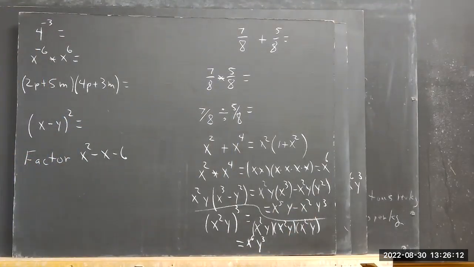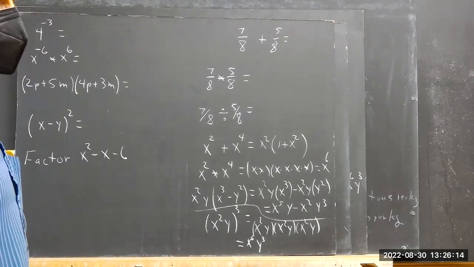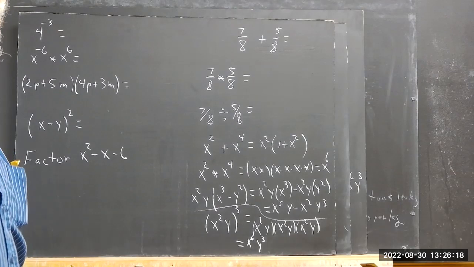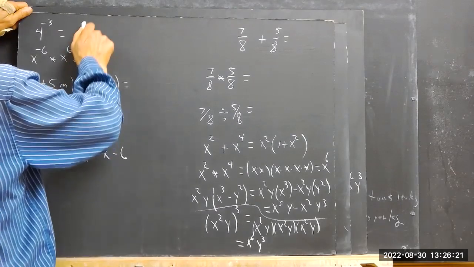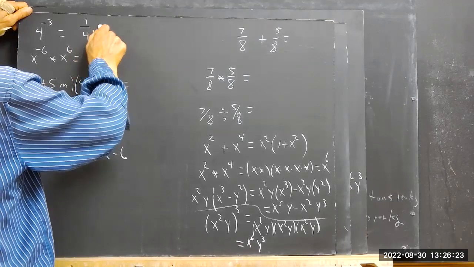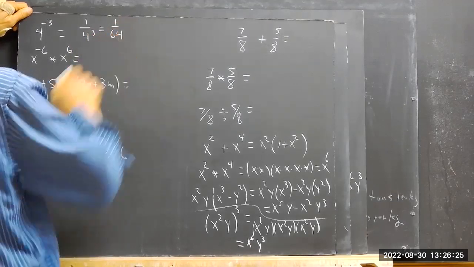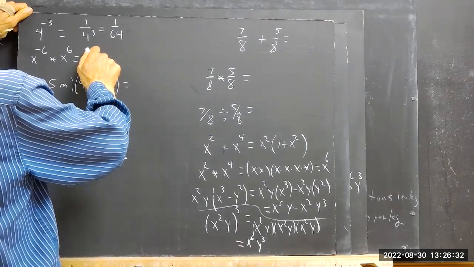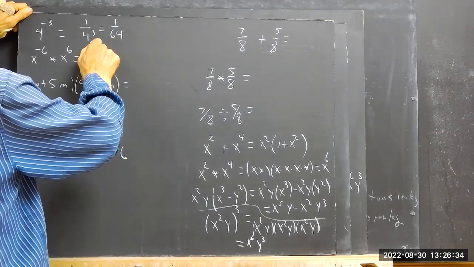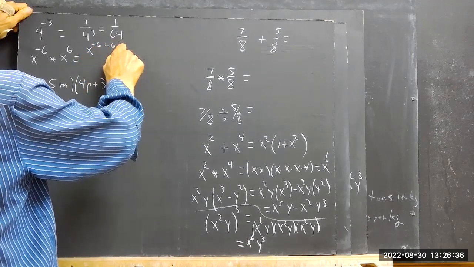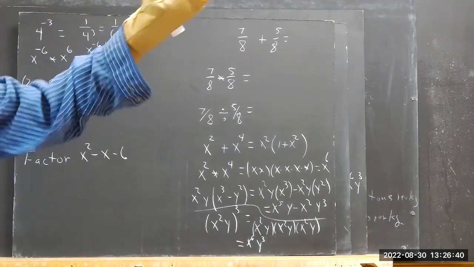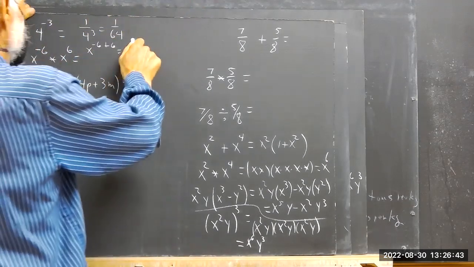4 to the negative 3. I'm not going to bet that nobody got this. There are a lot of you in here, and some of you look like you got terrible bad. Negative 3, that's 1 over 4 to the 3rd. x to the 6 times x to the negative 6. Well, one law of exponents tells you that that's x to the negative 6 plus 6. Negative 6 plus 6 is what? 0. Okay, that's x to the 0.